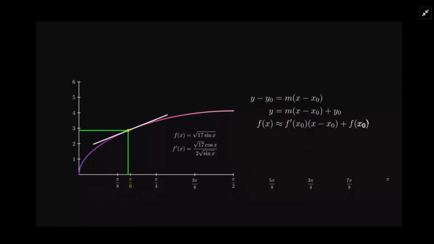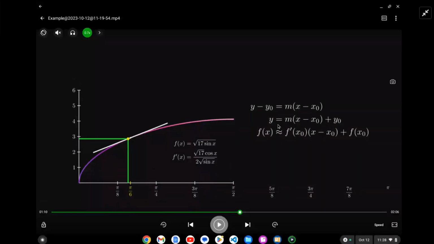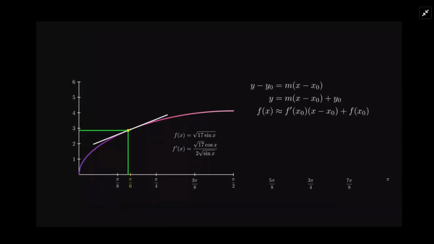Okay, so the approximation looks like this. Okay, now I'm going to use f of x as the approximation, and it's approximately this tangent line. Here's the gradient, or the slope. It's the value of the first derivative at our center point and multiplied by our value here minus the center point plus the value of the function at the center point. Okay, that's just from the point slope line formula.